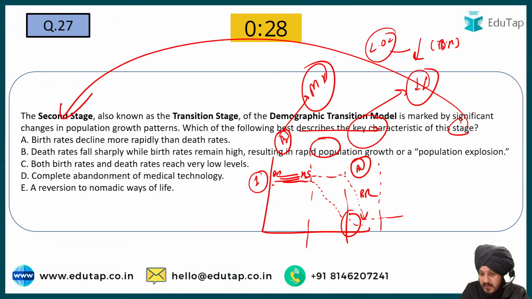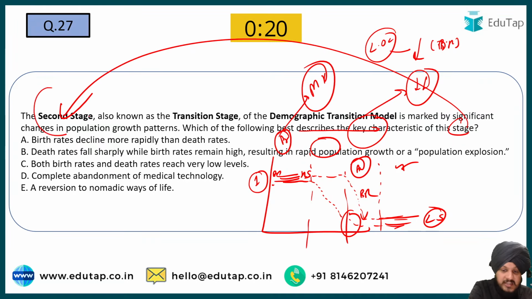And eventually in the next stage, they become stationary, right, which is something we call the low stationary phase. Okay, this is the fourth stage. So what were we asked? We were asked about the second stage. So in the second stage, what did I tell you? The birth rate is high but the death rate falls because of these types of factors. So based on that, what is going to be the answer?